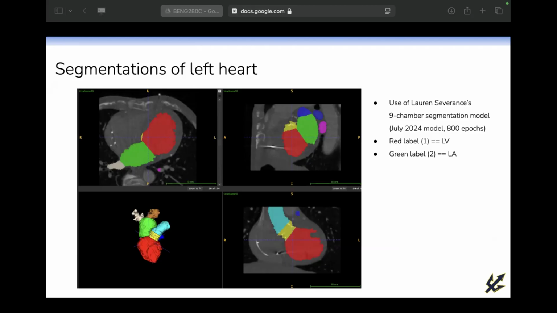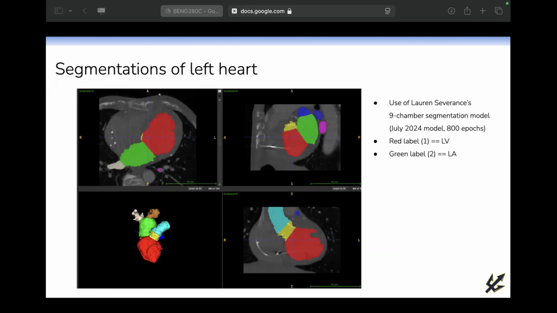McVeigh's former PhD students. I used it to segment 9 chambers of the left heart across all time points pre and post CRT for all 82 patients. So that's a lot of data. First, I was running CPU and it took almost a week to run, but then I did a GPU and it was less than a day. So that was pretty cool.